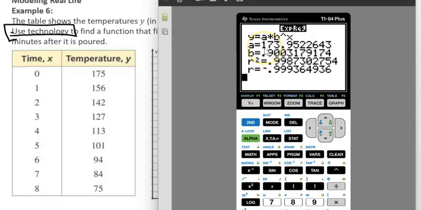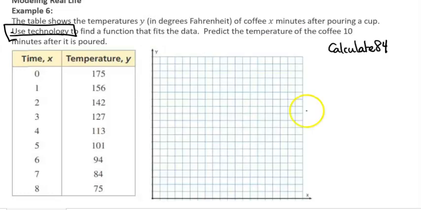So here's my equation. My a is 173.95. Let's call that 174. And my b is 0.9. So 174 times 0.9 to the x. Or if they change variables, it could be to the t. But this said x and y, and so that's how I know my variables are still x and y.